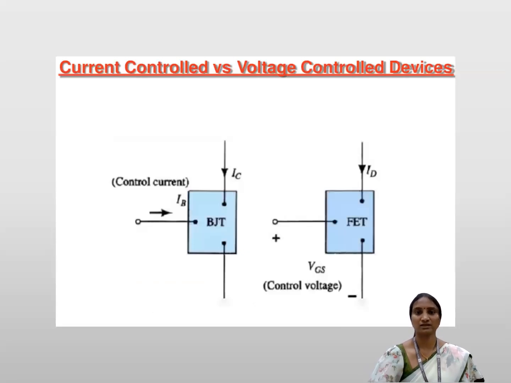This slide is showing the basic difference between the BJT and the FET. The BJT is a current control device, whereas the FET is a voltage control device. That means the output collector current is dependent on the base current I. If you consider the field effect transistor, the output drain current depends on the input gate voltage, termed as VGS. VGS is a control voltage, and the drain current depends on VGS.